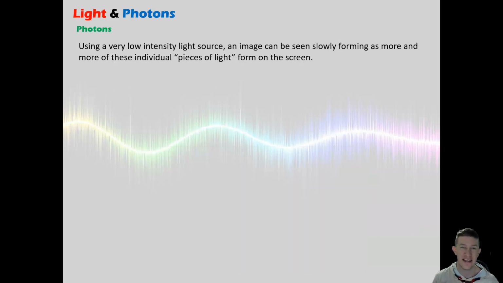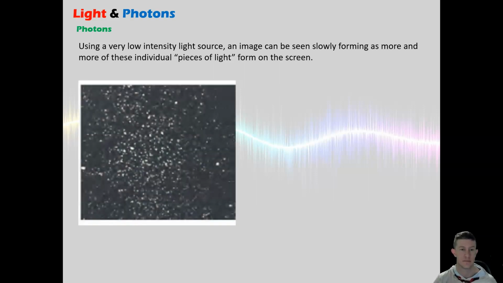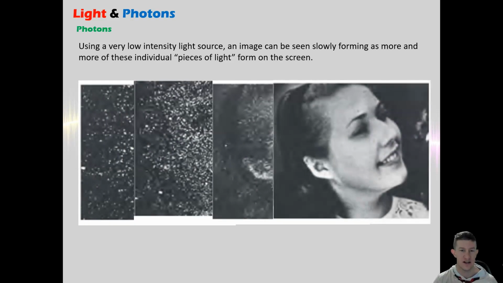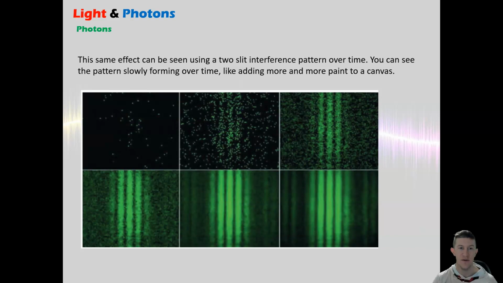If we use a very low intensity light source, an image can be seen slowly forming as more and more of these individual pieces of light form on the screen. It's a bit like having a really long exposure time of a photo. You can see that it slowly develops from small dots all the way up to the higher resolution picture. The same effect can actually be seen using a two-slit interference pattern over time. You can see the pattern very slowly forming. It's like adding more and more paint to the canvas as time progresses, until we get our very solid, clear lines. So this is more like a photo screen where it's developing versus just staring at a wall.